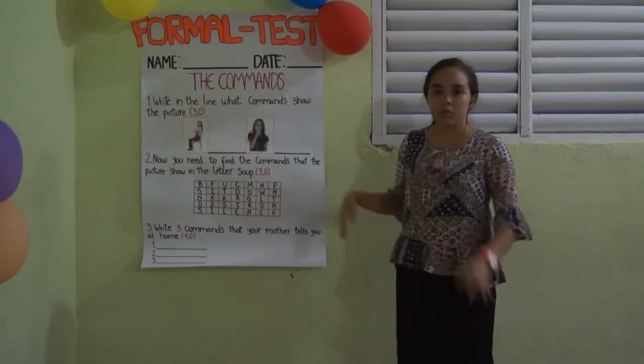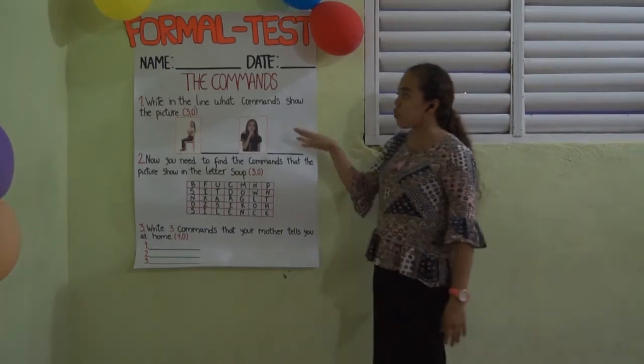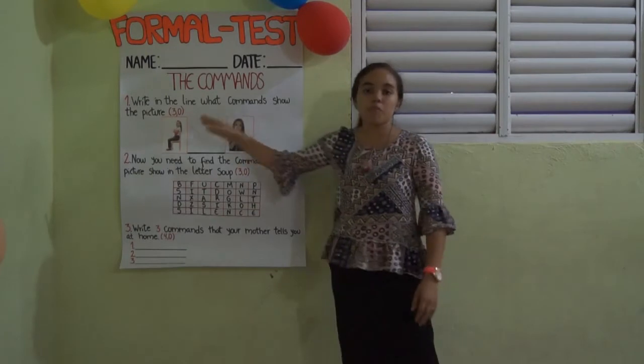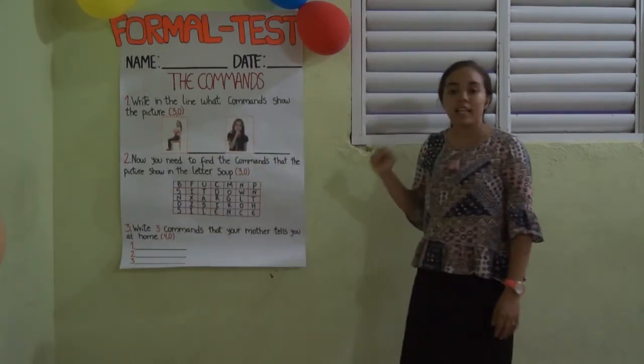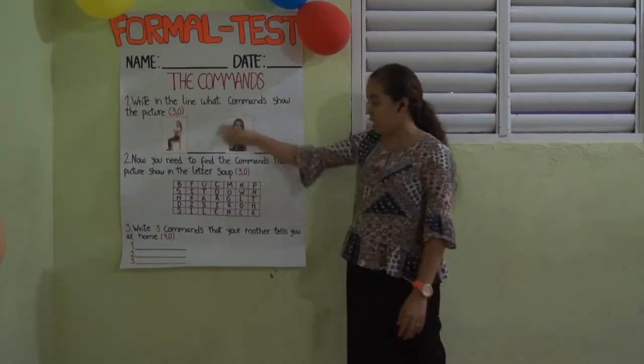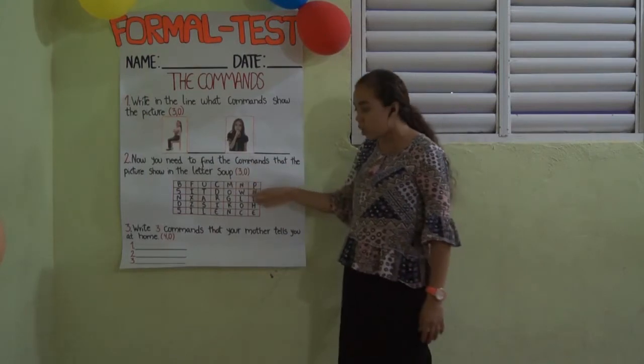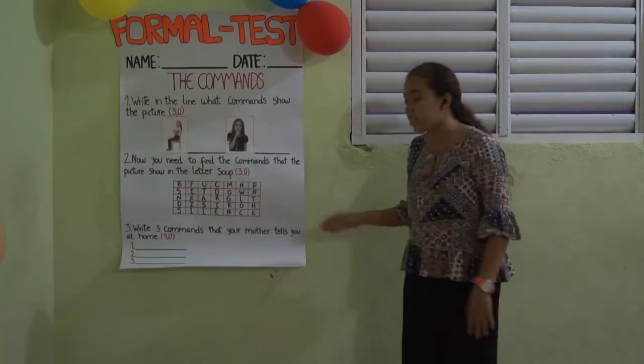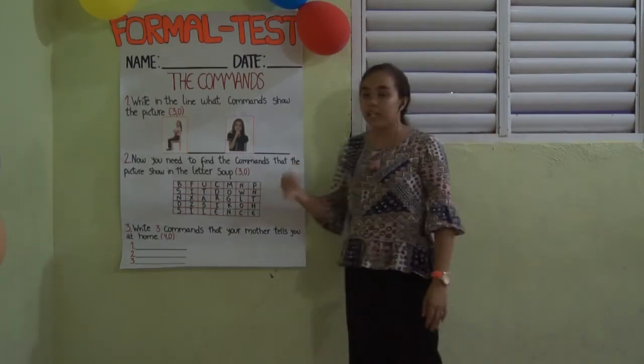This is a formal test with 3 questions. In the first question, the students have to write the commands that they observe in the picture. Then they have to find these commands in the letter puzzle also. And finally, they have to write 3 commands that their mothers teach in their houses.